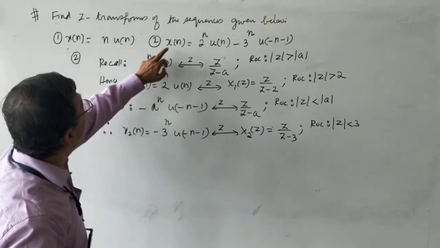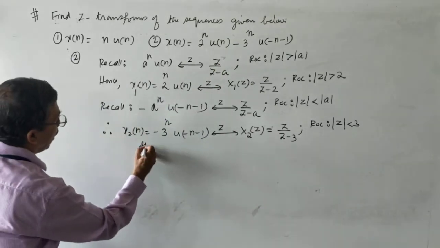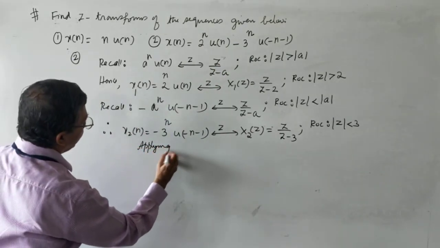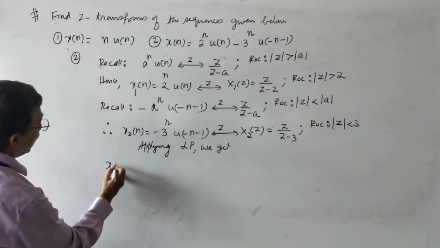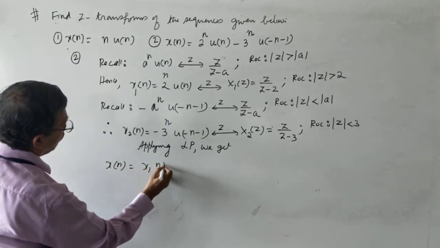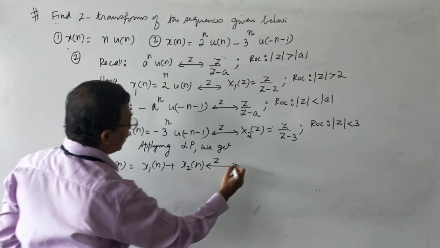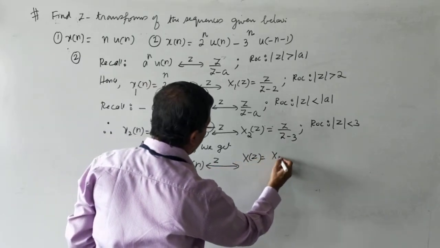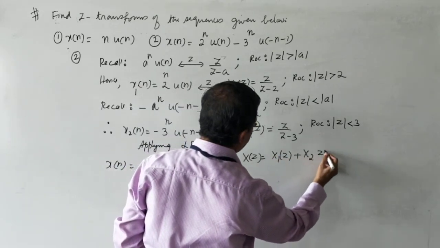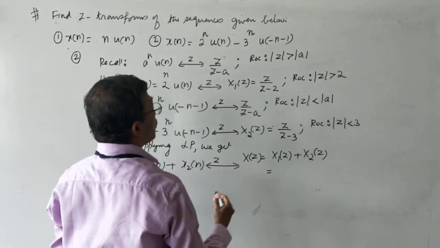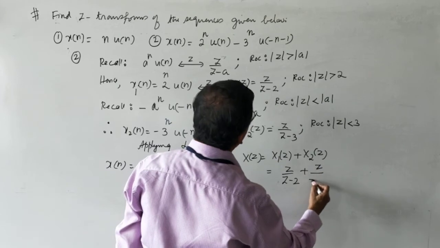In fact, x of n is x1 of n plus x2 of n. Therefore, I'll now apply the linearity property. Applying LP, meaning linearity property, we get: what is x of n? x of n equals x1 of n plus x2 of n, which has z transform x of z equal to x1 of z plus x2 of z. What is x1 of z? x1 of z is z by z minus 2. x2 of z is z by z minus 3.